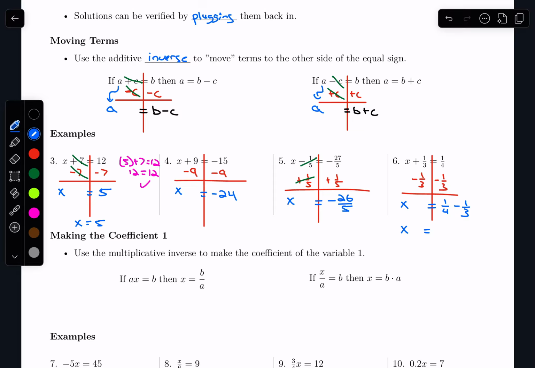When I convert to fractions with 12 as a denominator, I will have 3 over 12 minus 4 over 12. Working out that subtraction gives me negative 1 over 12. And so the solution to this problem is x equals negative 1/12. Now, you're probably very tempted to plug that back in, and rightfully so. It's a little bit more tedious in this case, though.